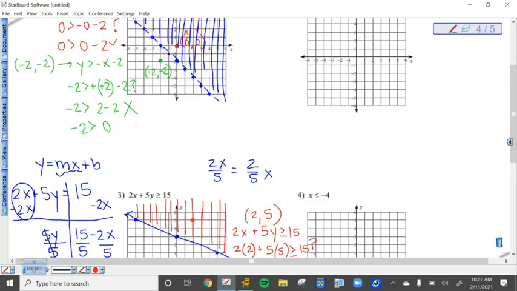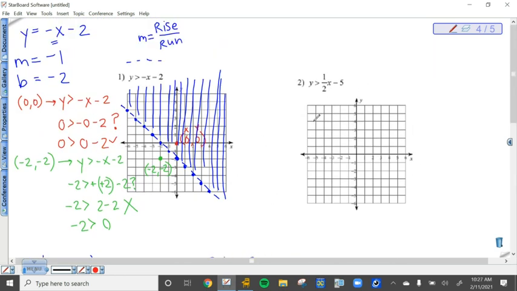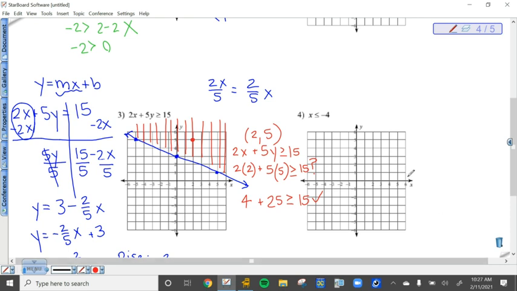So how about you guys work on number 2 and number 4? Try and get those done. I'll come around and answer questions. Number 4, I want you to remember.